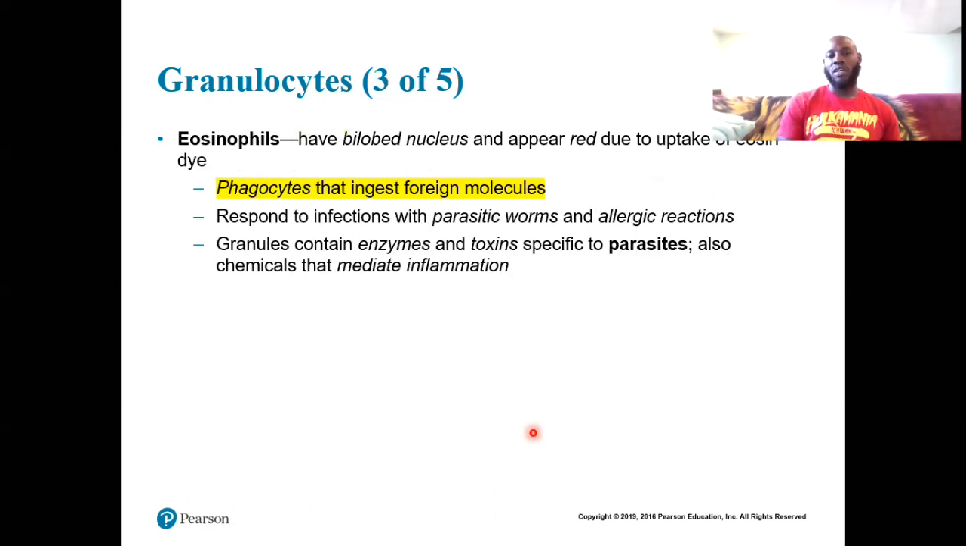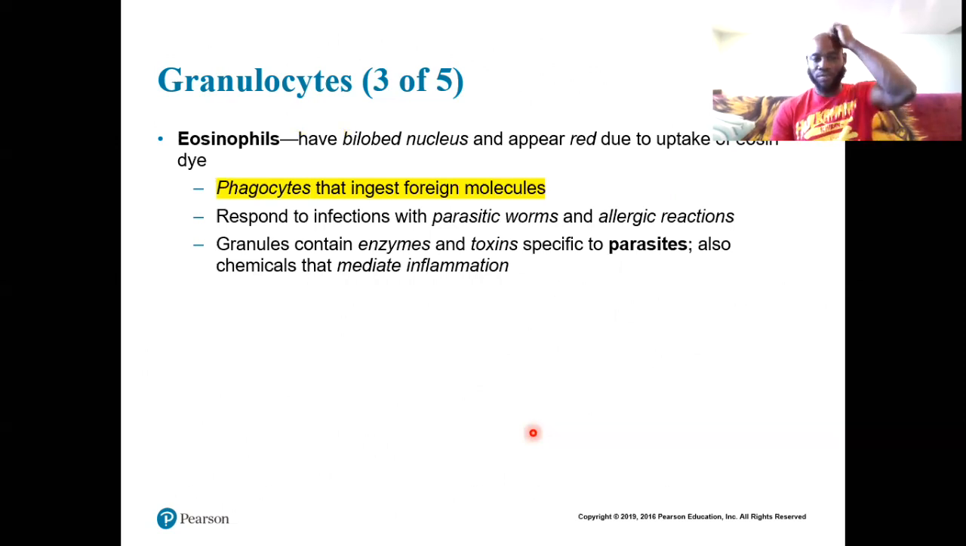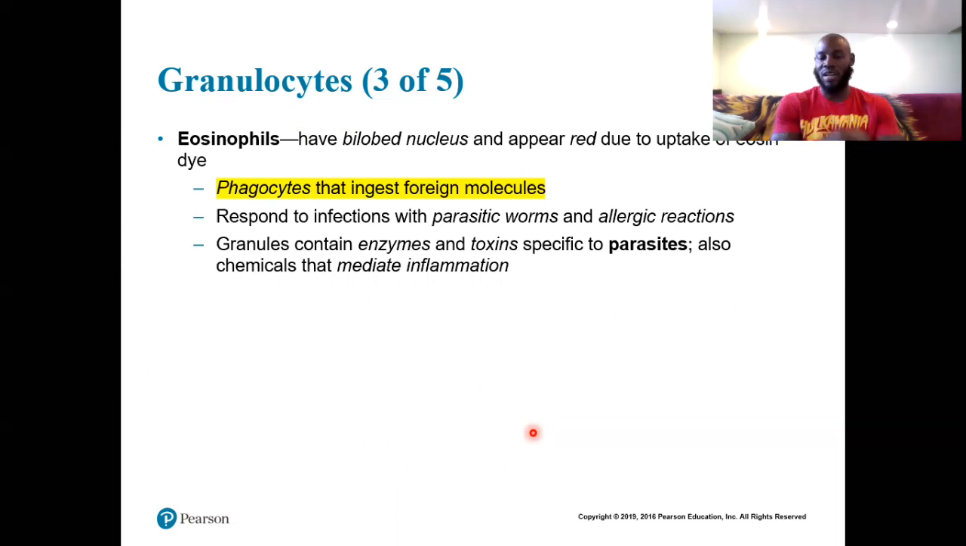Eosinophils. Eosinophils appear red, due to take-up of eosin dye. These are phagocytes. Neutrophils, lilac color; eosinophils, red color. Phagocytes that ingest foreign molecules, right? Phagocytosis brings objects into the cell, then destroys them.